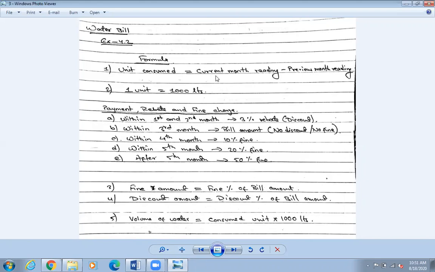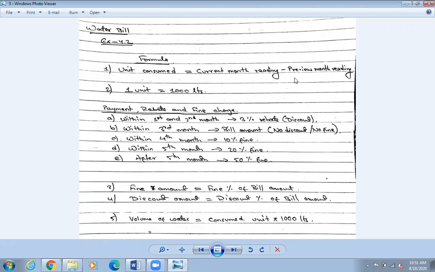Current means the present month. If now it is Shravan Bhadra, then Bhadra is the current month. What is the previous month? Shravan is the previous month. If we are in Asar, then Asar is the current month and Jestha is the previous month. So this logic I think you can do.